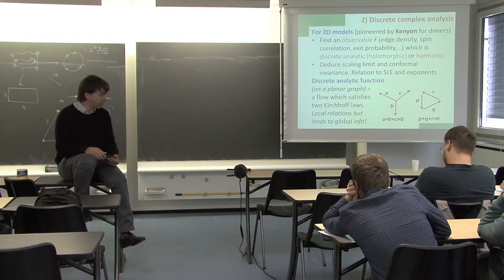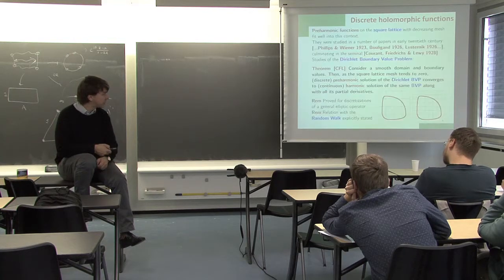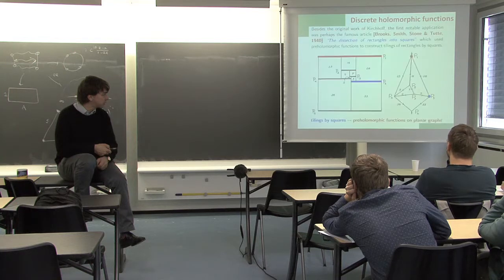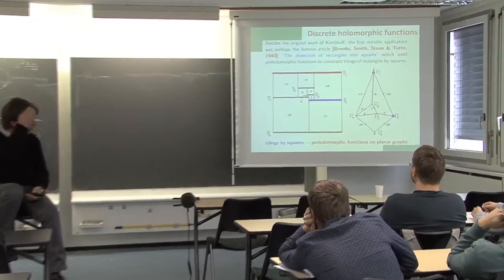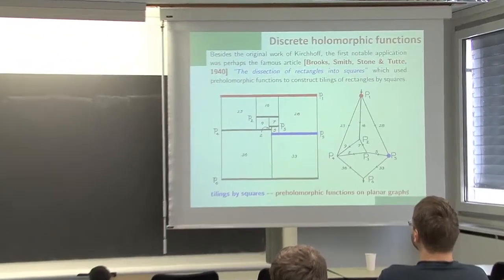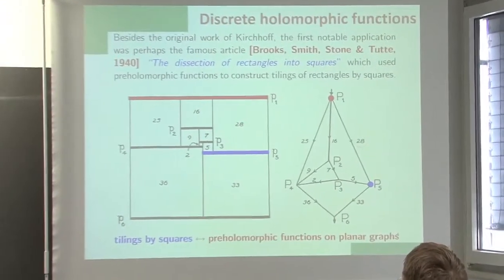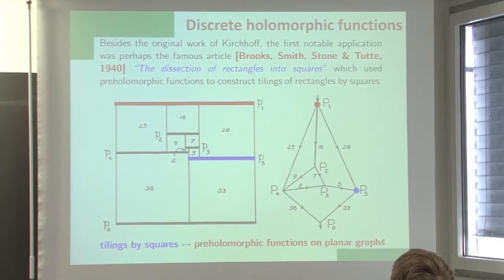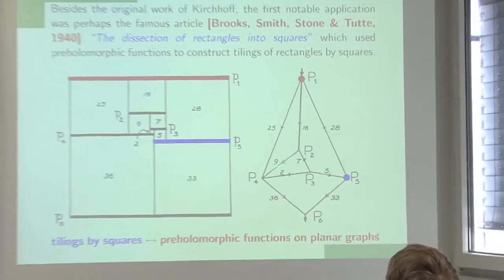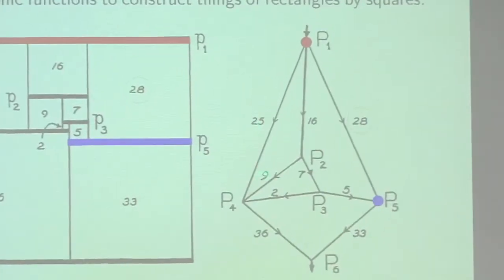Now, I want to finish here. I will show you just a couple of pictures. This is an example of how you can represent a graph where the two Kirchhoff laws are satisfied. You see there is 25 here, 16 here, and 9 here. So 25 goes counterclockwise, and 16 plus 9 clockwise. So 25 minus 9 minus 16 is equal to 0.